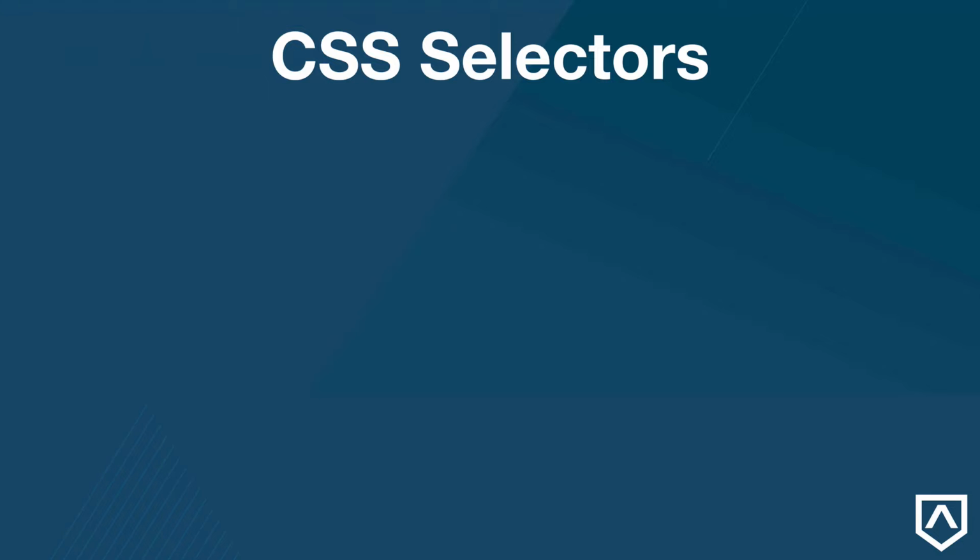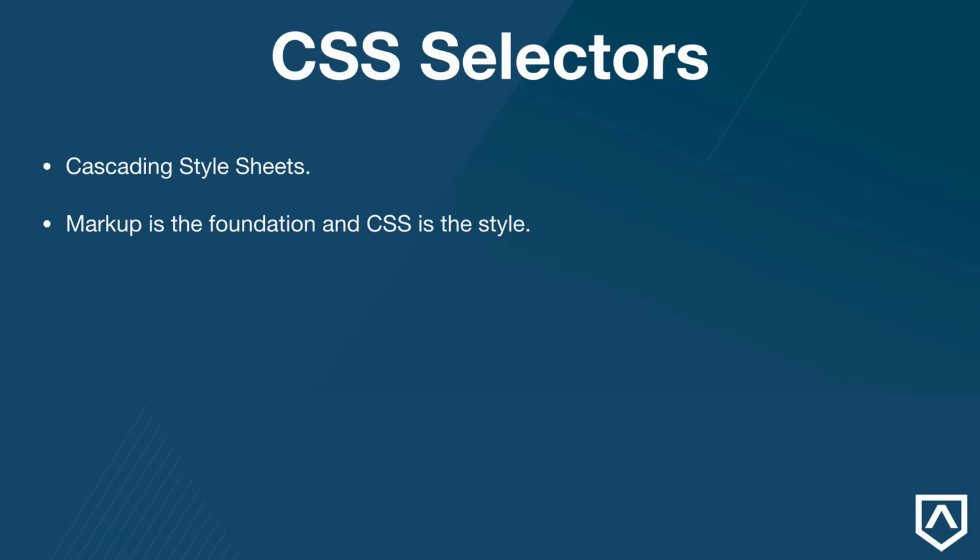Remember that CSS stands for Cascading Style Sheets. Markup is the foundation of our websites, and CSS would be the style, the flavor, the attitude of your websites. So if markup is the layout or the structure of your building, then CSS would be the paint, the fixtures, the color of the brick, and things like that that make the building pop.